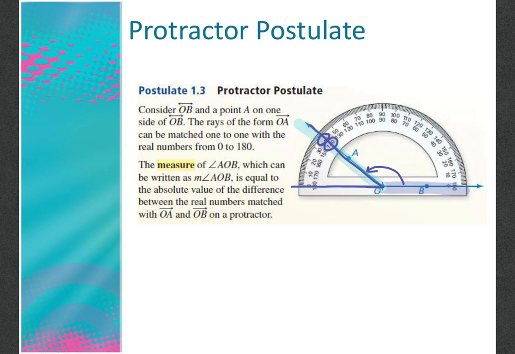So just some symbols here. The measure of angle AOB would be written with the little m in front of it. So the measure of angle AOB is referring to the value of the degrees of that angle.